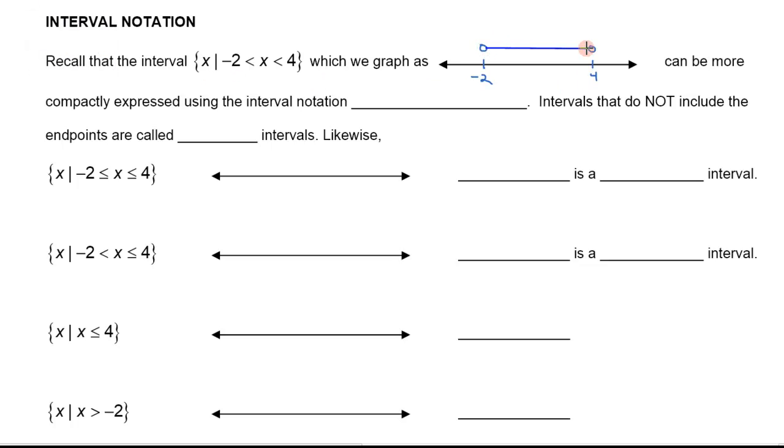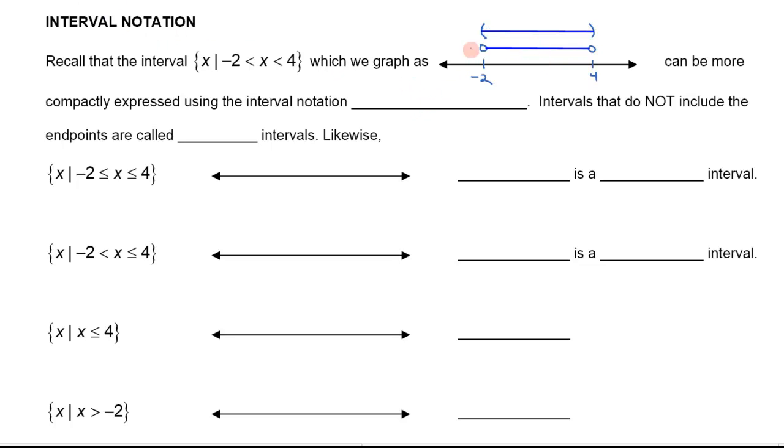Well, another way that we can also indicate that the endpoints are not included is to use parentheses and then again draw the line between those two parentheses, and then this would indicate all the points between -2 and 4 but not including those endpoints.